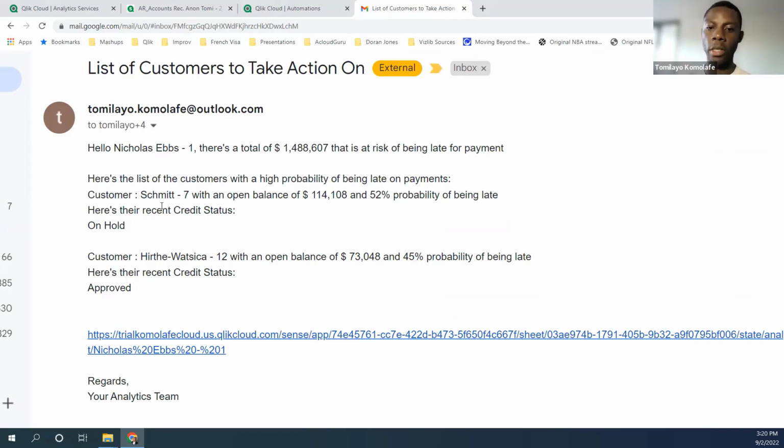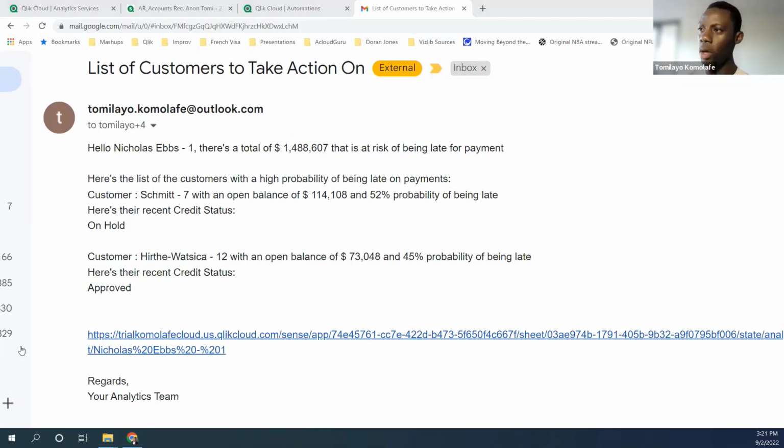For example, first, he knows based on how much of the expected payment amount is at risk, about 1.5 million of that is at risk. He's receiving that information on that. And also the list of customers we're saying are likely going to be late. For example, Nick can see two customers below, Schmidt 7 and Herth Watzeka, have been identified as customers he should really target. That's because these two customers have a high outstanding balance and also a very high probability of being late.